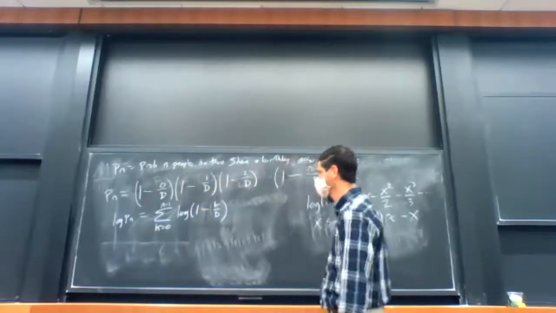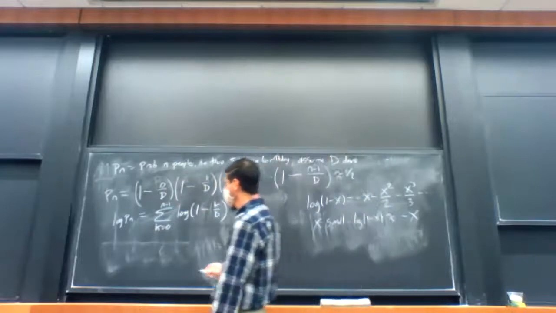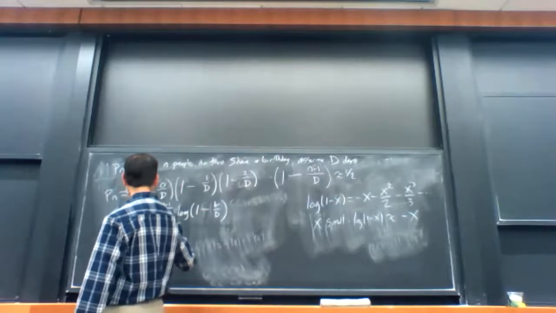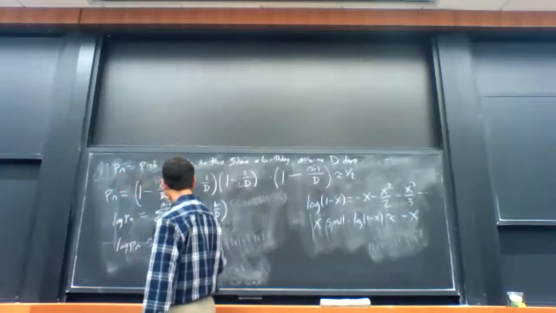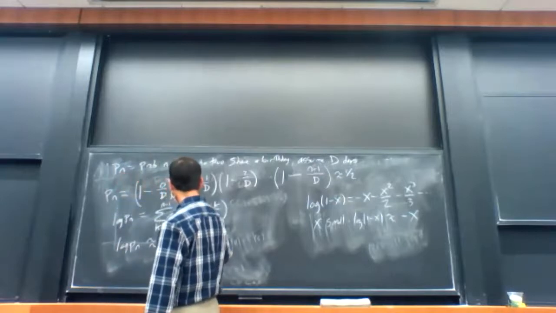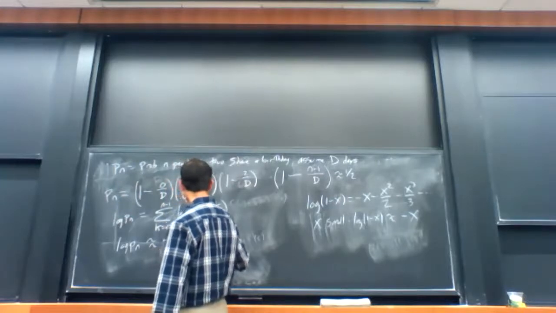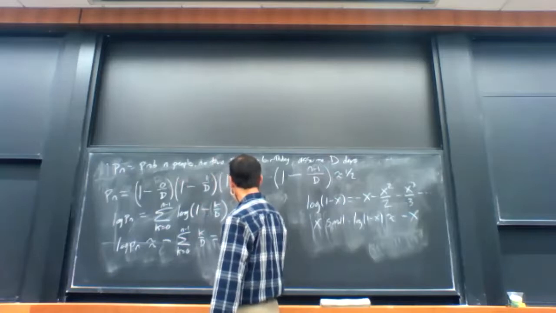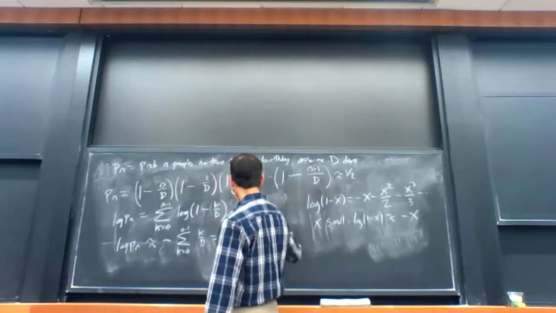So what I can do is I can say the log of Pn is approximately negative the sum, k goes from 0 to n minus 1, of k over d, or negative 1 over d times the sum, k goes from 0 to n minus 1, of k.